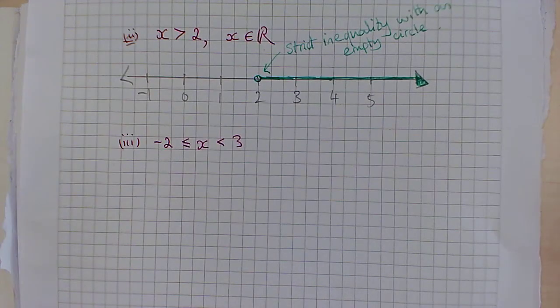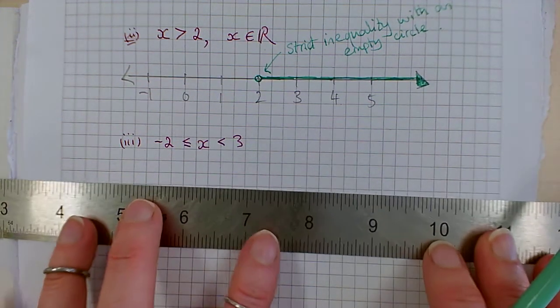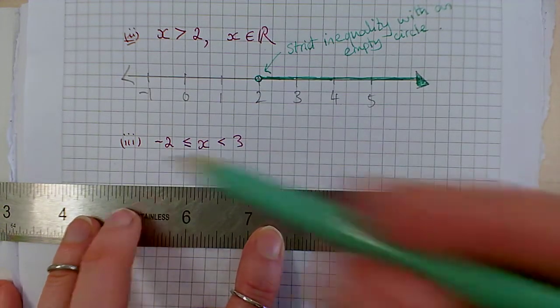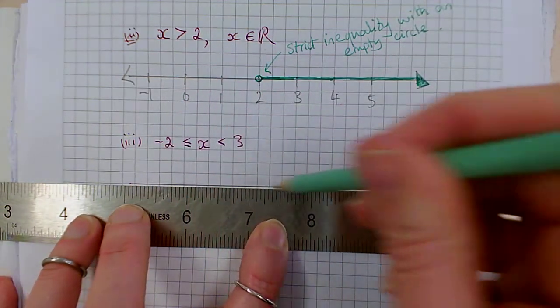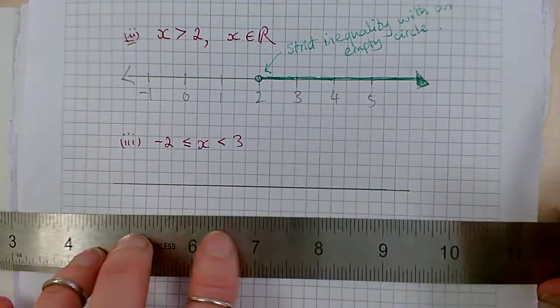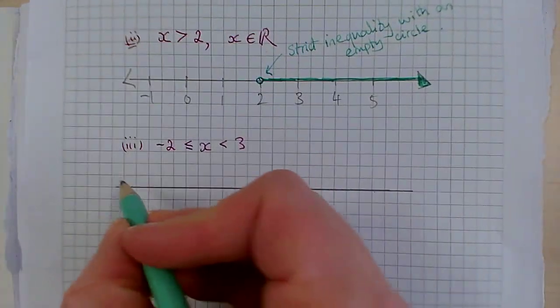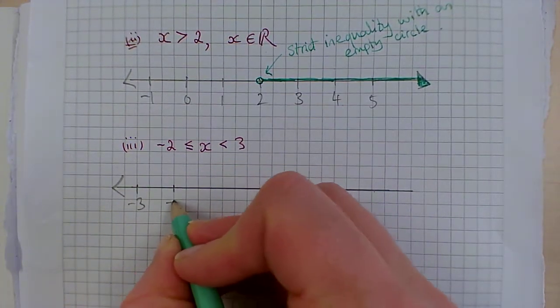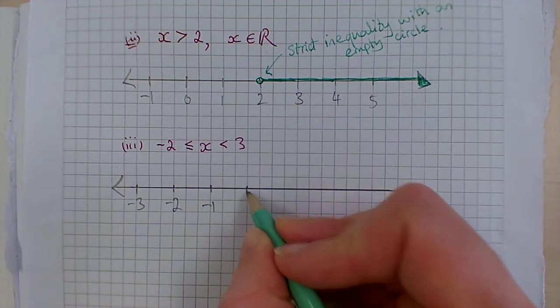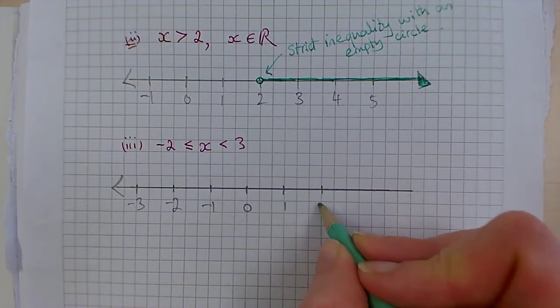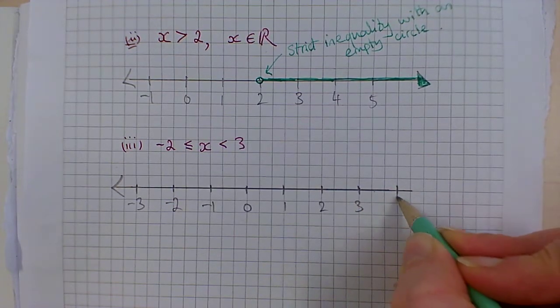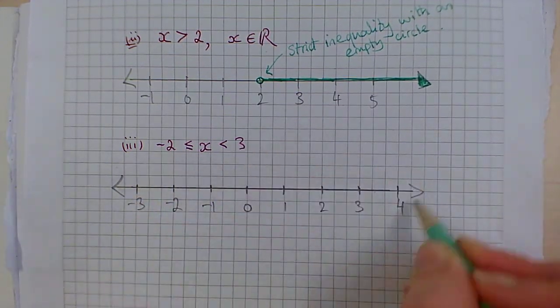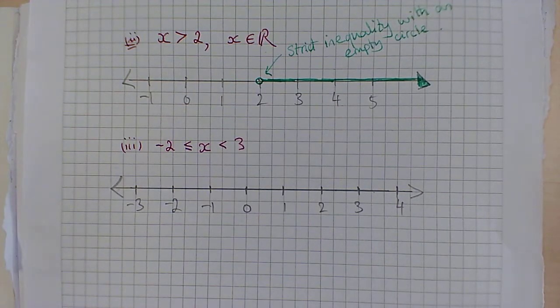Now, let's look at this one, a combined inequality. Okay, so this information here tells me that x is between -2 and 3. But what else is it telling me? x can be equal to -2, but x can never be equal to +3. So let's start here. -3, -2, -1, 0, 1, 2, 3, 4. Okay, so I've got my two numbers contained in here and an extra number either side of it just for good measure.